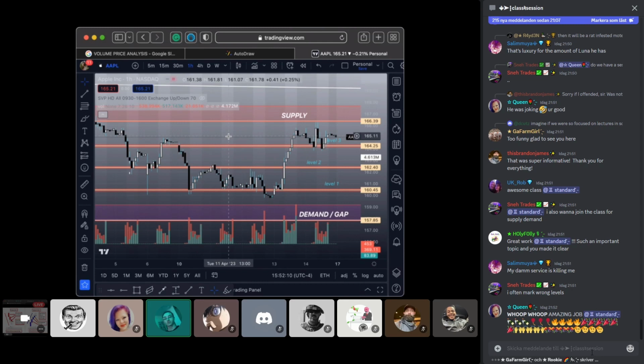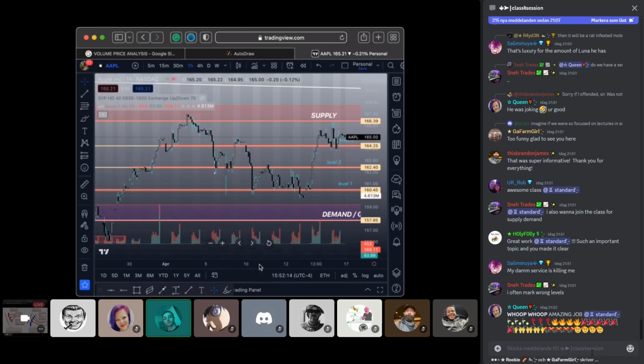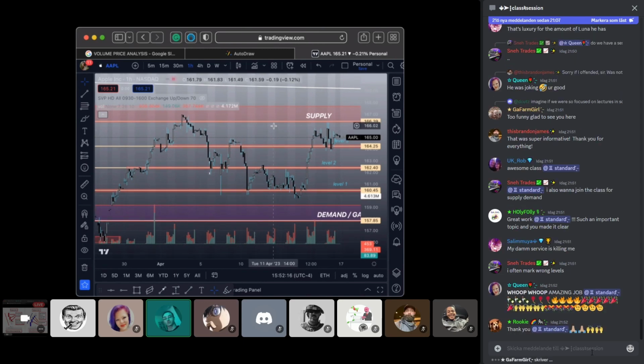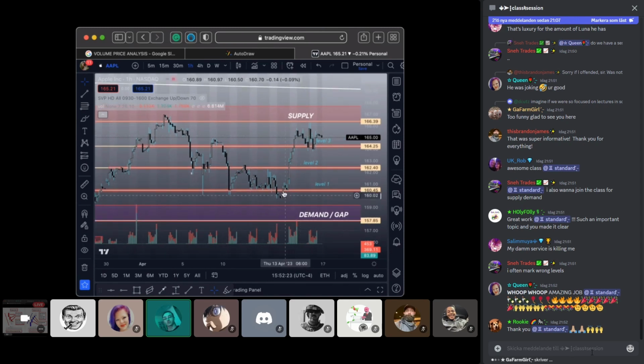So yeah, we'll be going over how to make efficient supply and demand levels using them on a larger time frame, giving yourself a big range between the ultimate supply and the ultimate demand, and giving yourself 1, 2, or 3 levels in between. I hope everyone.